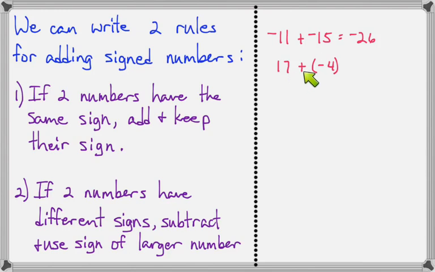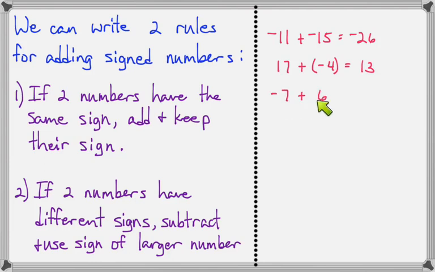Okay? 17 plus negative 4. These are a positive and a negative, so we're going to find the difference between 17 and 4, which is 13, and the sign will be the same as the sign of the larger number, so it's going to be positive 13.